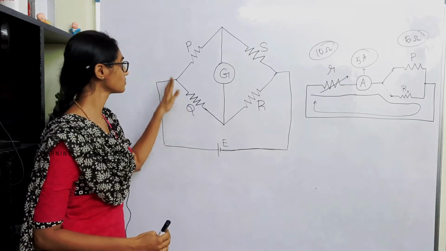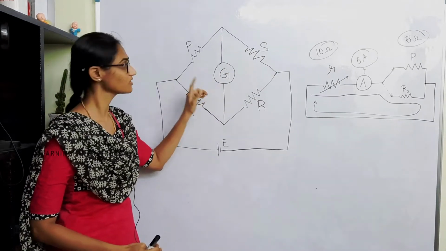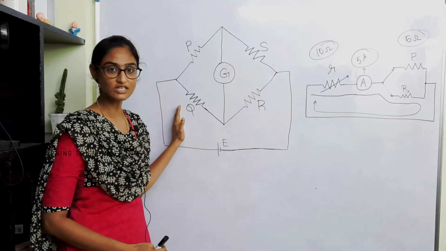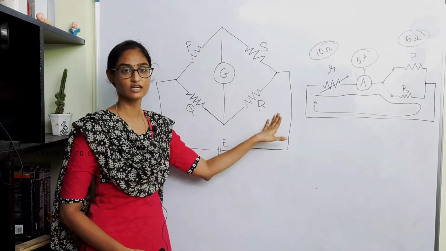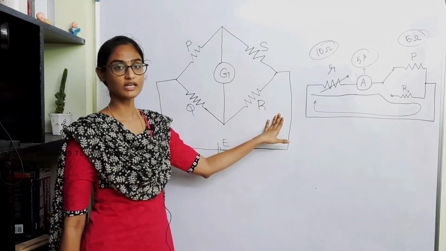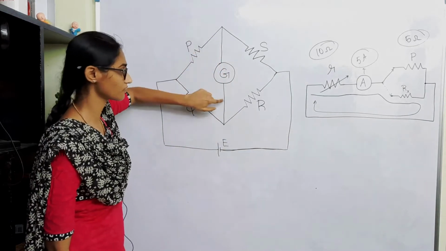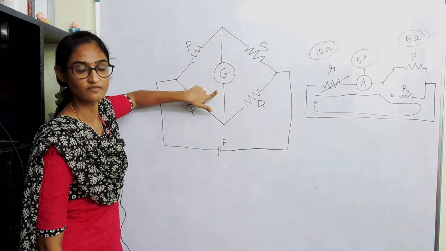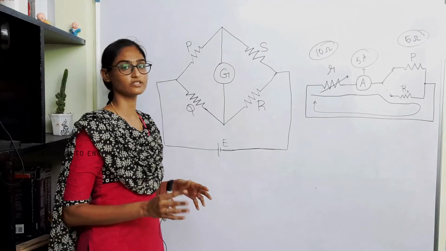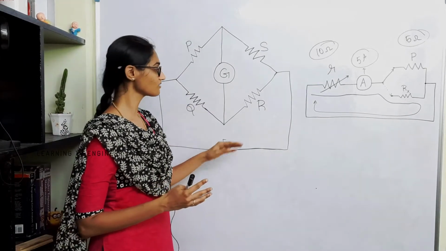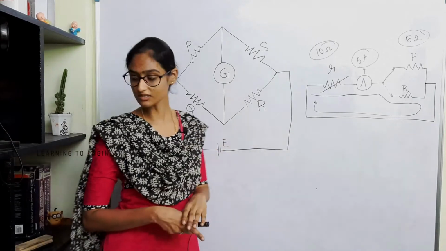In Wheatstone's bridge, you have 4 resistance arms, in which 3 of them are the known resistances and 1 arm contains the unknown resistance. Under balanced condition, the galvanometer which is connected between these pair of nodes will show null deflection. This is the basic principle of Wheatstone's bridge. Let's quickly derive the expression for the unknown resistance.